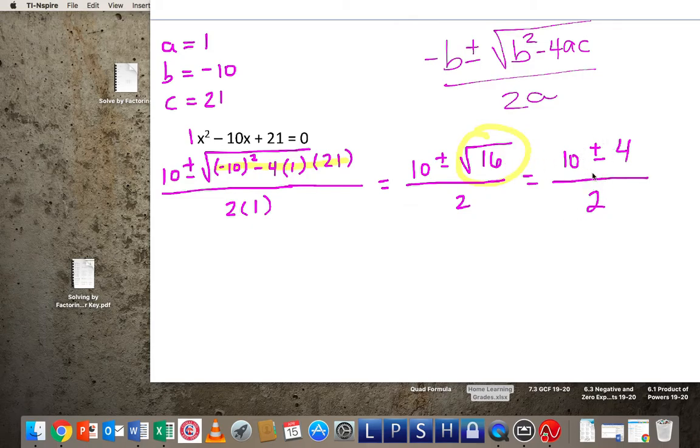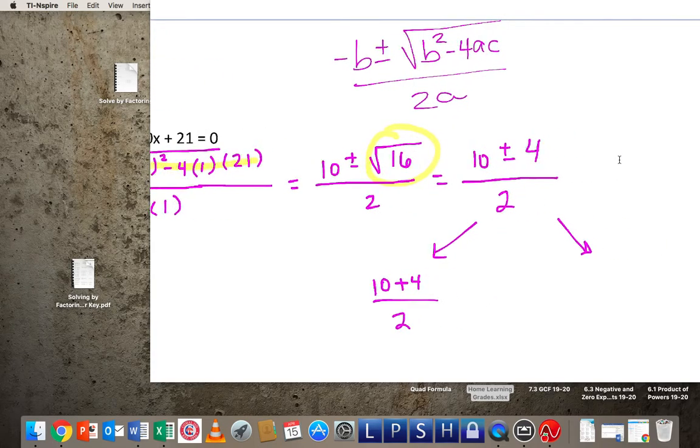Okay, so now how do I work this plus or minus? So this is how we're going to come up with our two solutions. The first time I'm going to take 10, add 4, and then divide by 2. The next time I'm going to take 10, subtract 4, then divide by 2. So first time, 10 plus 4 divided by 2. Then I'm going to do 10 minus 4 divided by 2.